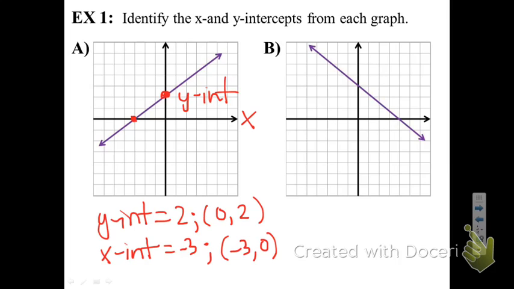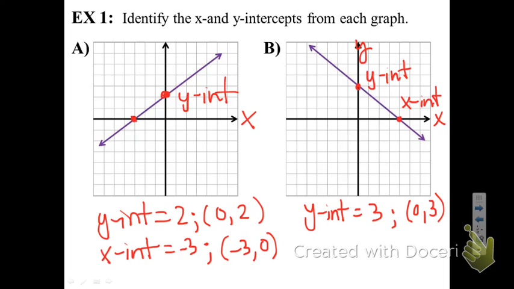So on B, we're doing the same thing. We're identifying these 2 points. This one's known as the x-intercept because it crosses the x-axis, and this other one is known as the y-intercept because it crosses the y-axis. So our y-intercept is up 3. We can write it as an ordered pair, 0, 3. Your x-intercept is over 4, and it can be written as 4, 0. And it doesn't matter which one you list first, just as long as you list both of them on your homework.